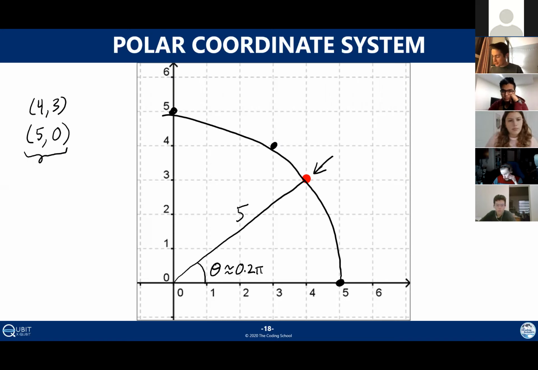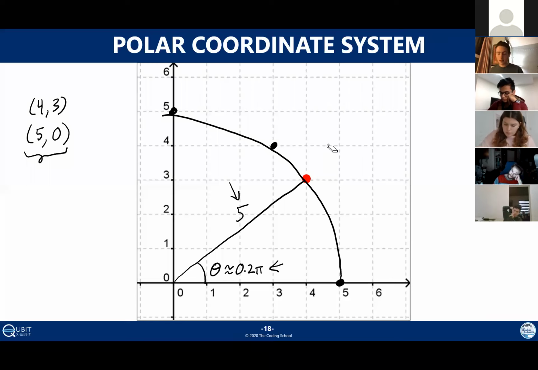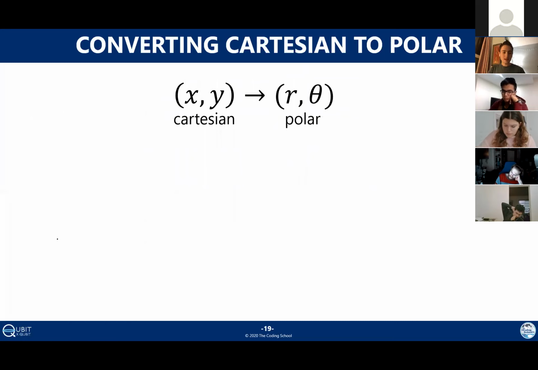Now, if I tell you what this angle is, I cannot be at any of those other points I drew, because they're all going to be different angles away from the x-axis. So in fact, by specifying the distance away from the origin and the angle from the x-axis, we can uniquely specify the position of a point, just like we can with our regular Cartesian coordinates. So let's talk about how to work between these two systems.